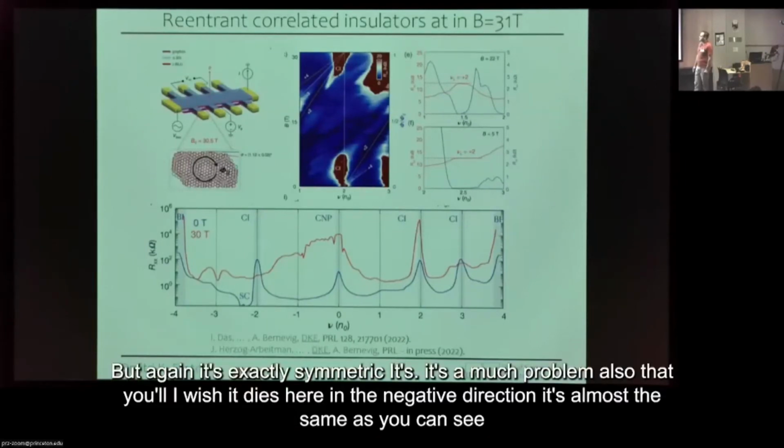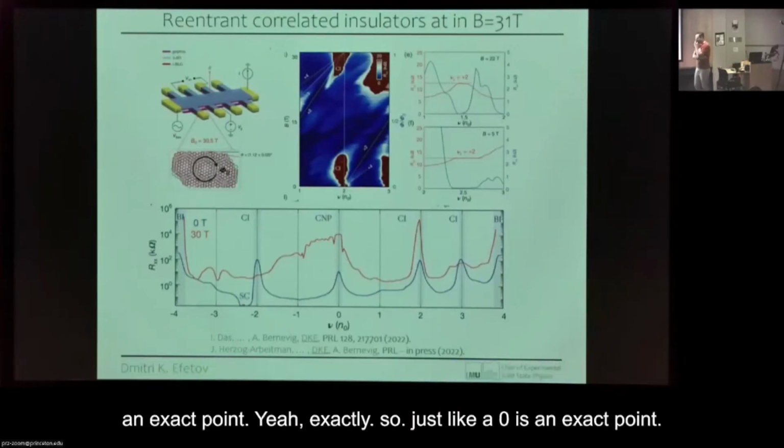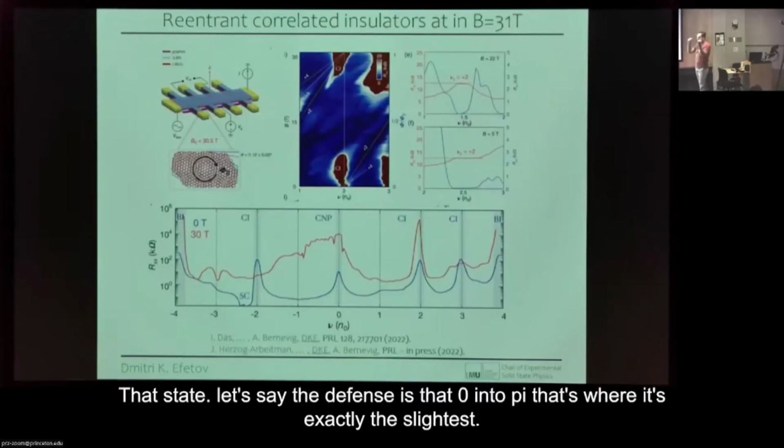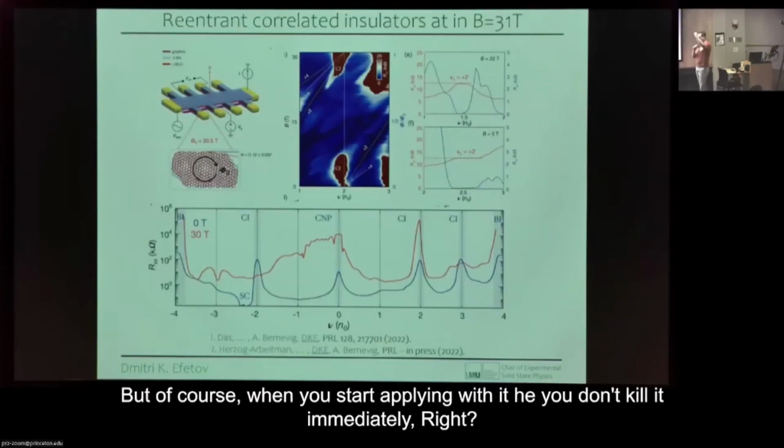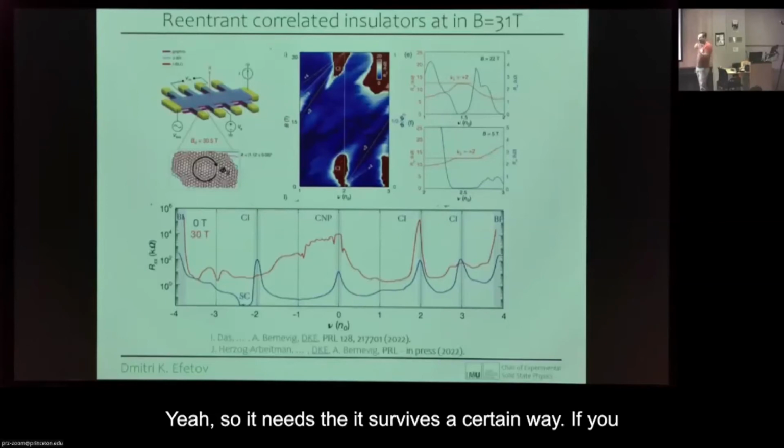Yeah. Because I think theory predicts that 2 pi is an exact point, right? Yeah, exactly. Just like 0 is an exact point, the flat band is at 0 and 2 pi. That's where it's exactly the flattest. But of course, when you start applying magnetic field, you don't kill it immediately, right? So it survives a certain magnetic field.